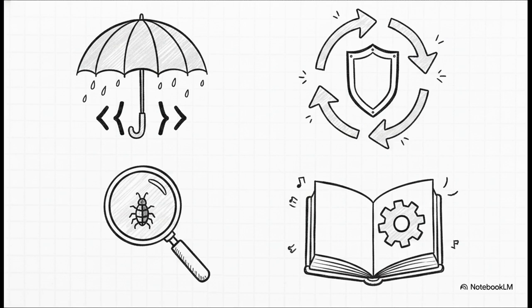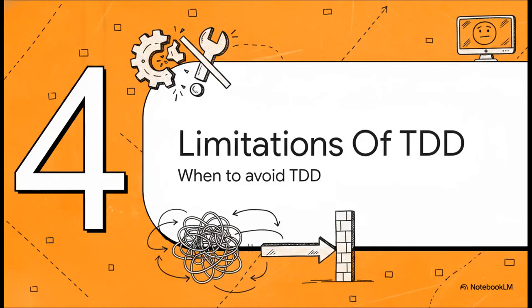And finally, system documentation. The automated tests themselves act as a perfect, always up-to-date manual, showing other developers the exact intended behavior of the code. To recap, TDD gives you free code coverage, cheap regression testing, super easy debugging, and living documentation. Moving right into Section 4, limitations of TDD. Because as an engineer, you have to realize that no single technique is pure magic. It won't solve every problem.